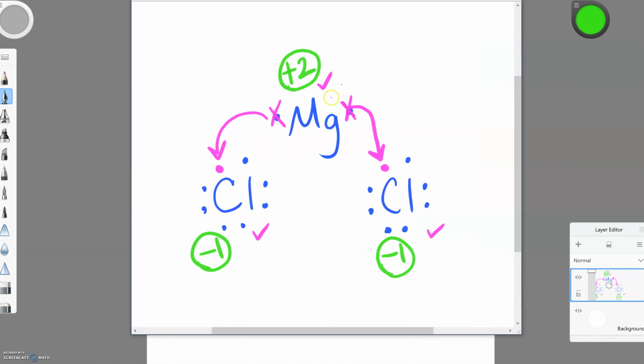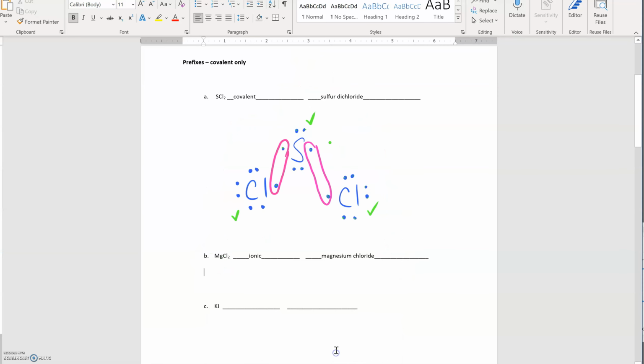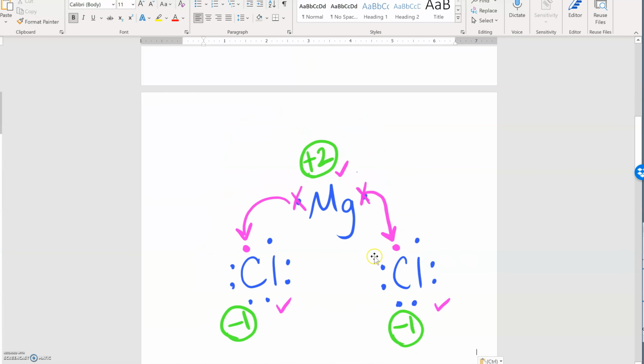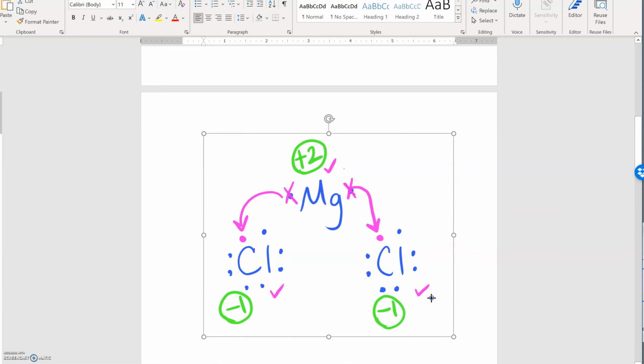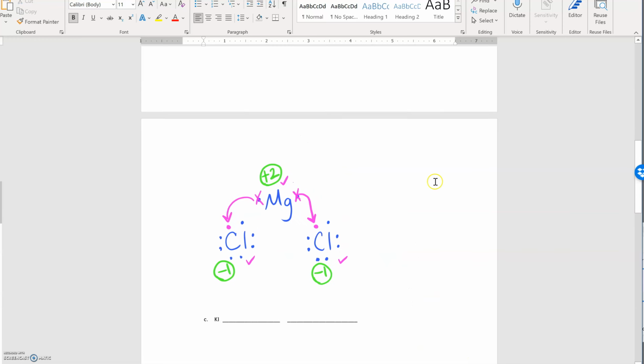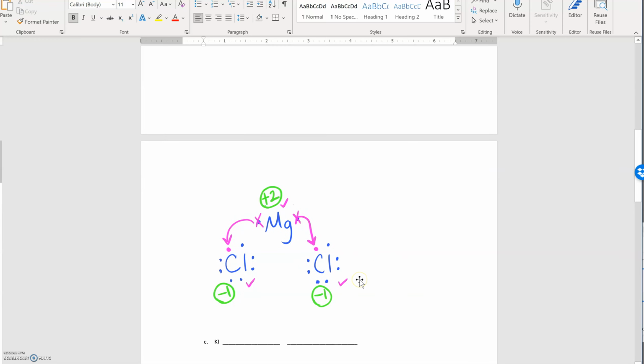A lot of people forget the charges. I took off half a point if you forgot the charges, so a lot of people did that. But I just took off half a point. And so here's my MgCl2. And again, you definitely don't have to draw these on the computer. Feel free to do them on paper.